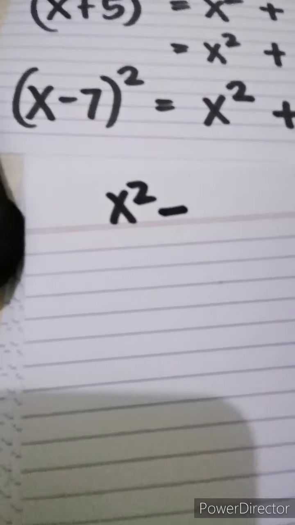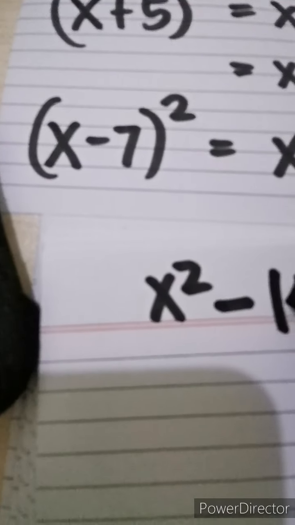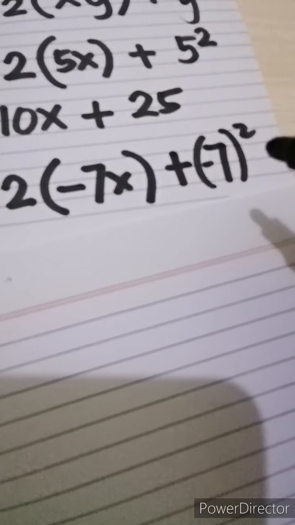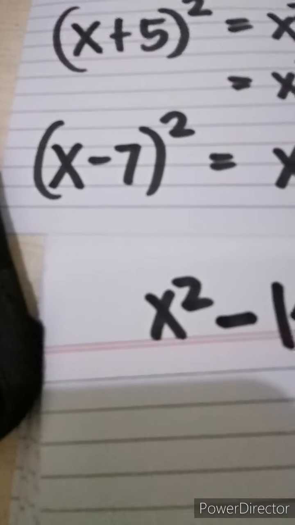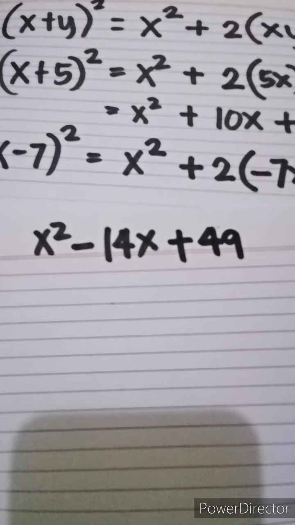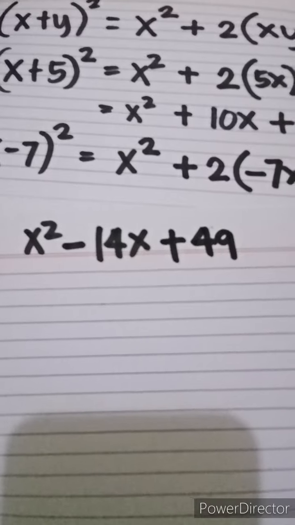Simplifying, our answer should be x squared minus 2 times 7x, which is 14x. Then negative 7 times negative 7 is positive 49. Therefore, our answer is x squared minus 14x plus 49.